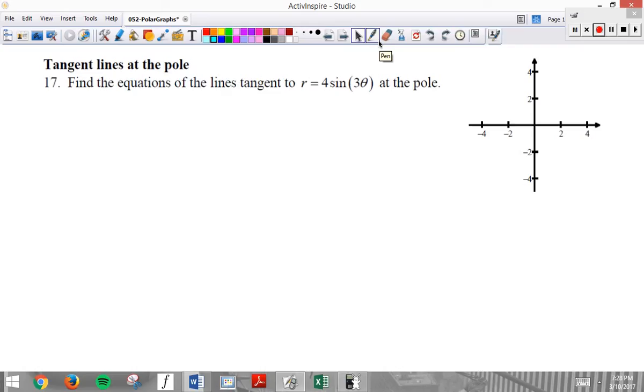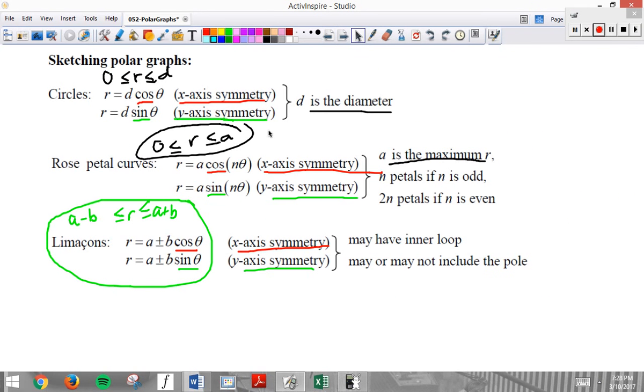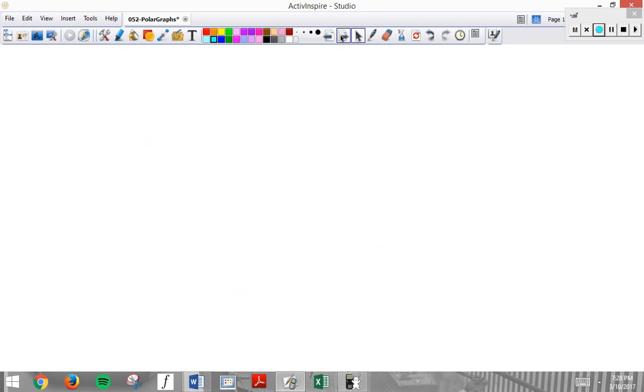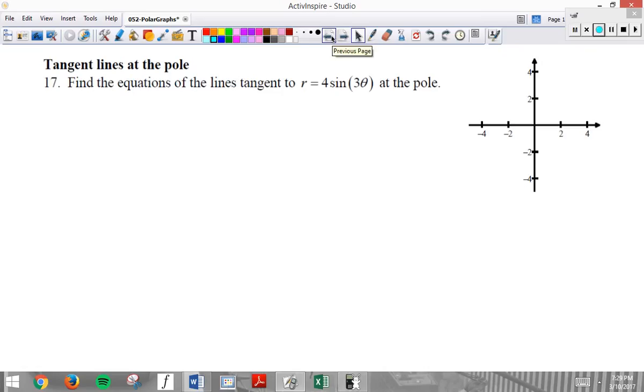Recording the video. It's 7:30. Oh my gosh. Okay. Find the equations of the lines tangent to r equals 4 sine 3 theta. Number, sine, number, theta, and n is odd. Is this the one we graphed earlier? It is the one we graphed earlier. Oh, joyous day. We didn't graph the other one. Okay, cool.